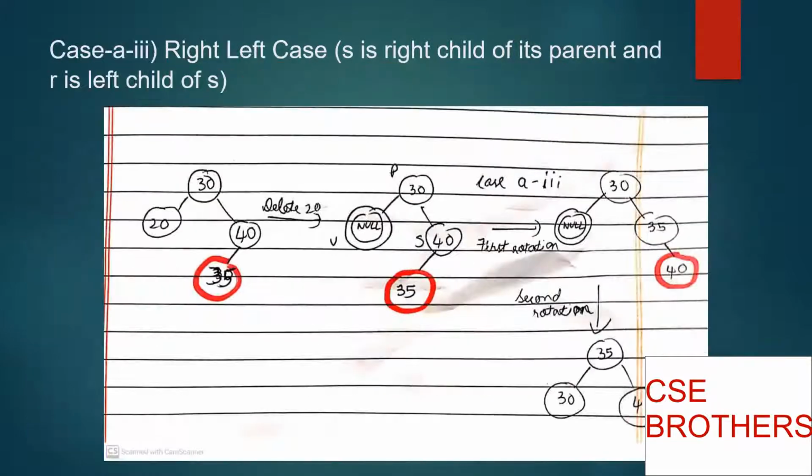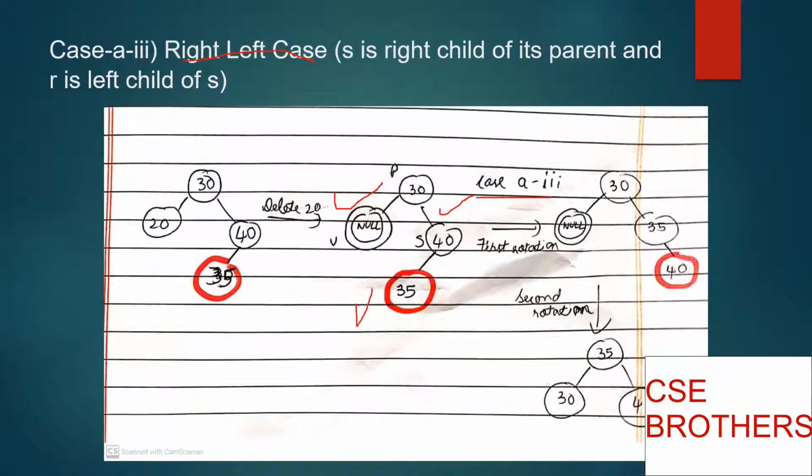Now let's talk about the right left case. We call it the right left case because the sibling S is the right child of the parent P, while the red child of S is the left child of S. So we call it the right left case. So first what we'll do over here is that we'll delete the node 20 and replace it with the nil node U, which is the double black node, and we need to convert it to a single black. So this will lead us to the second subcase in the subcase A.